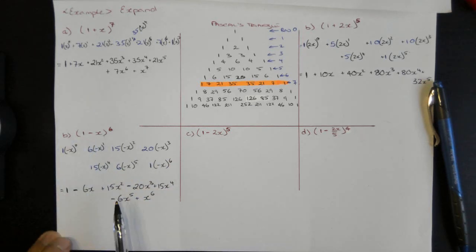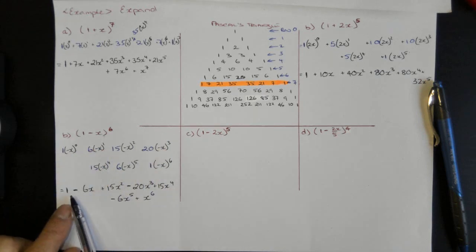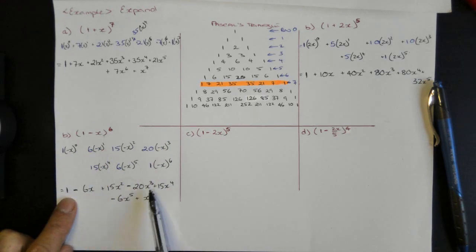So when you have a negative, because the power changes, you get this alternating sign: negative, positive, negative, positive, negative, positive.